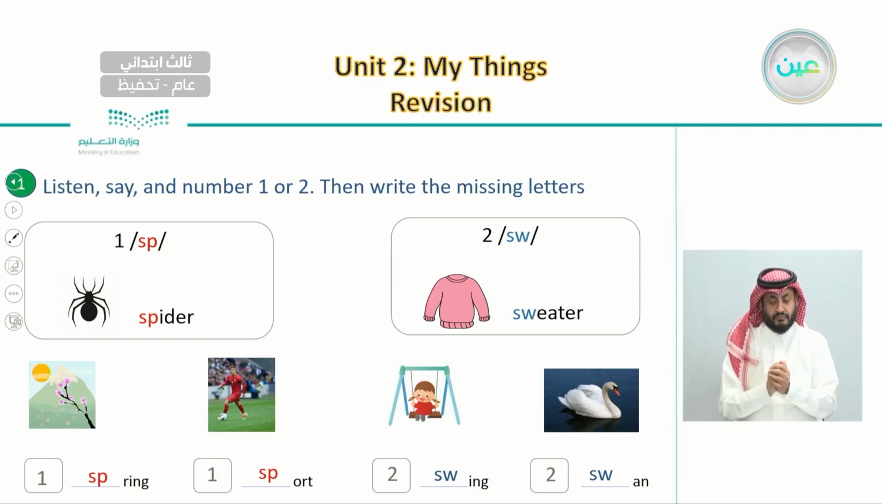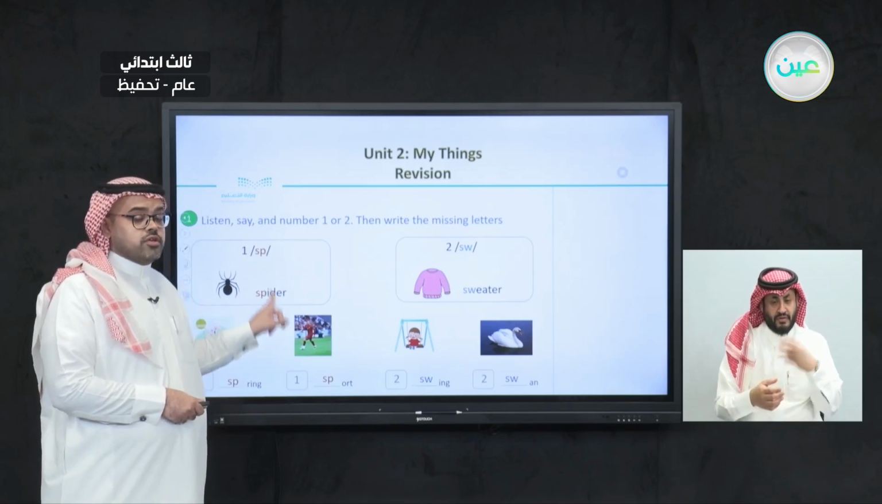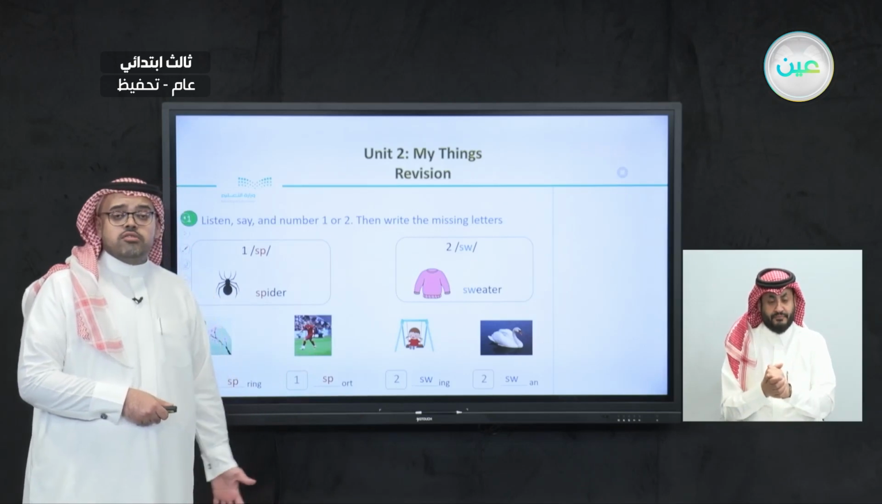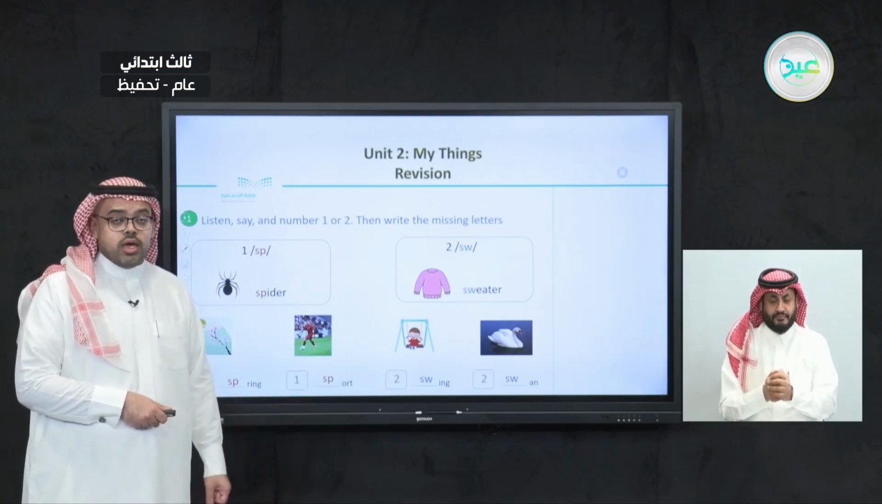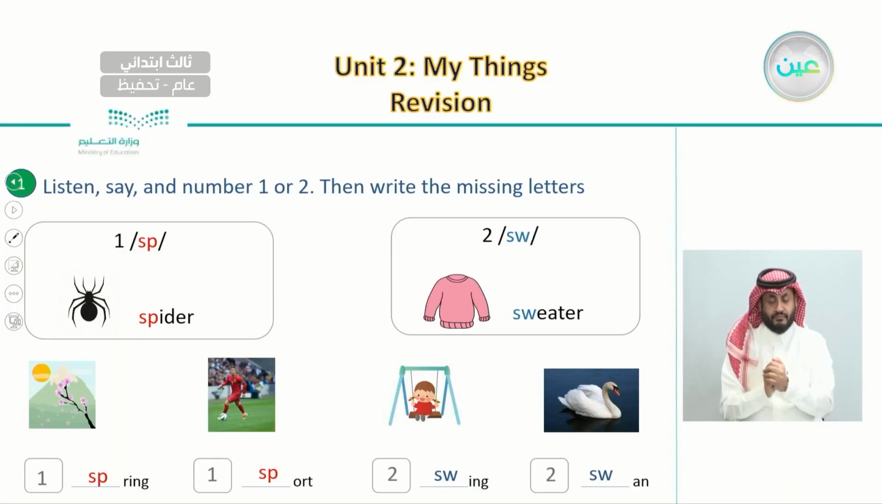So here we go. Now we can say that we have 3 words with the first sound and also 3 other words with the second sound. Let's listen to them one more time. The words with the first sound, the SP sound, are spider, spring, sport. And the other 3 words with the SW sound are sweater, swing, swan.